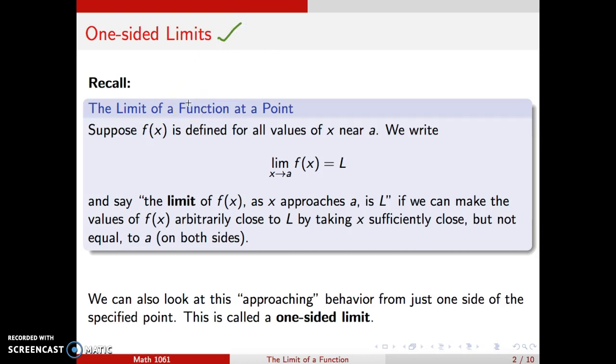remembering what we looked at in an earlier video, we said the limit of f of x as x approaches a is L if we can make the values arbitrarily close to L by taking x sufficiently close, but not equal to a, on both sides. Again, that both sides was key. And so what we're looking at here with one-sided limits is saying, well, what if we look at this approaching behavior from just one side? It's called a one-sided limit. No surprises there.